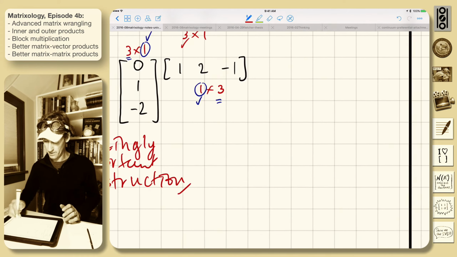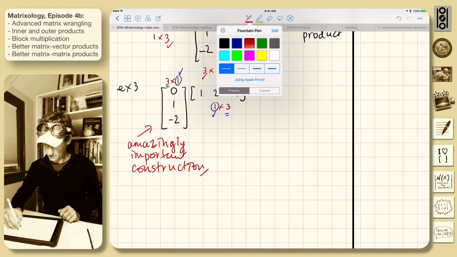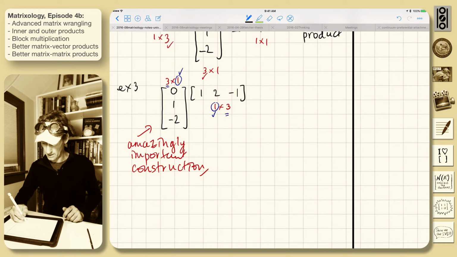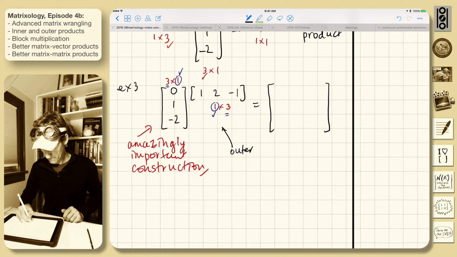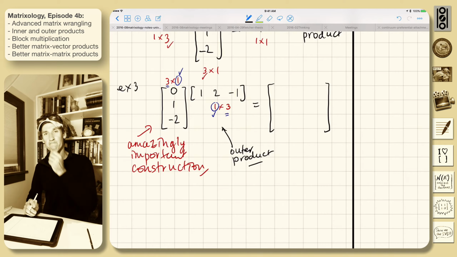Okay, so let's make our 3 by 3. We'll put the shell of the thing down because we know where we're going. So it's a 3 by 3. This is what we're going to call an outer product. It's an opposite day kind of thing.